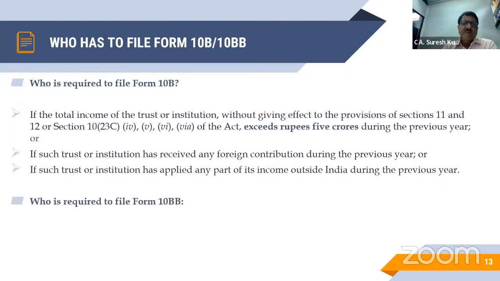In other cases, form number 10BB is used. So what can be the other cases? Other cases can be only where your total income is less than 5 crore without giving effect to section 11 and 12, and you have not received foreign contribution, and you have not applied any income outside India. Then only form 10BB is going to be used.